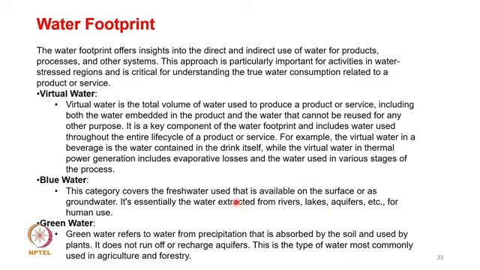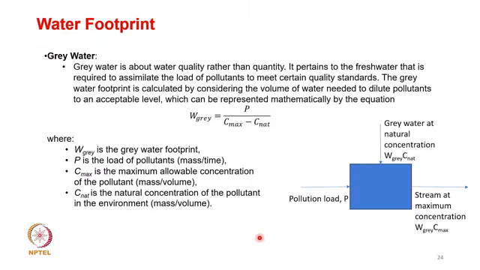And what is blue water? Blue water covers the fresh water use that is available on the surface or as groundwater. It is essentially the water extracted from rivers, lakes, aquifers, etc. for human use. And green water refers to water from precipitation that is absorbed by soil and used by the plant. It does not run off or recharge aquifers, because it is just directly going into the soil. This type of water is mostly used for agriculture and forestry. And the last is what we call grey water.